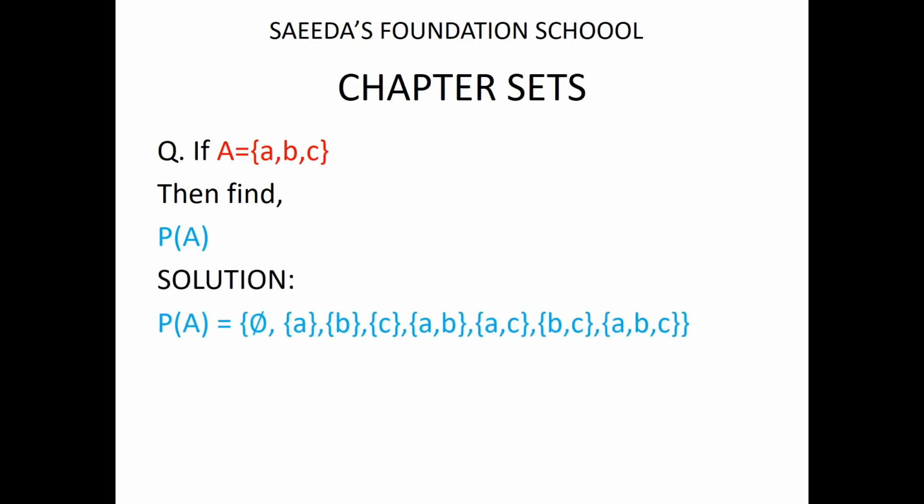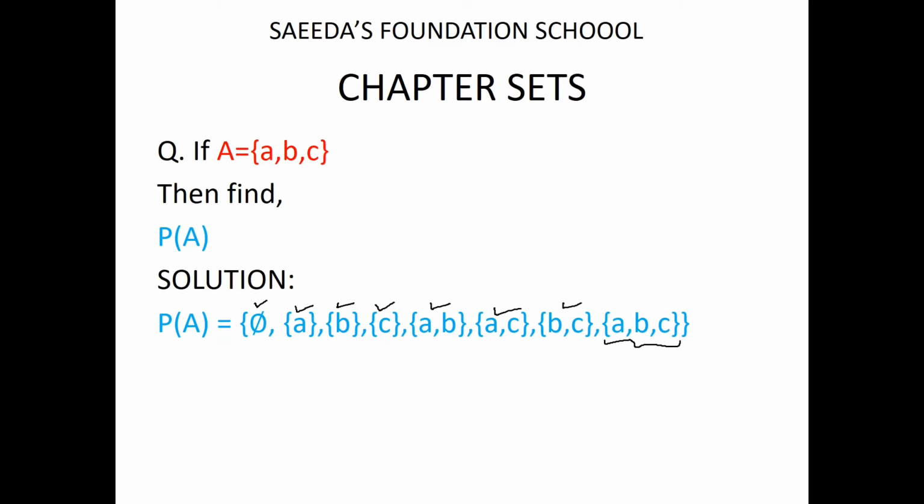Now as you can see, we have the first possible subset as phi, which we can also call a null set, empty set, then only A in a set, then B, then C, then a pair of A and B, pair of A and C, a pair of B and C, and the whole set itself. So these are all the possible subsets that can be made of the set A. So this is known as a power set.